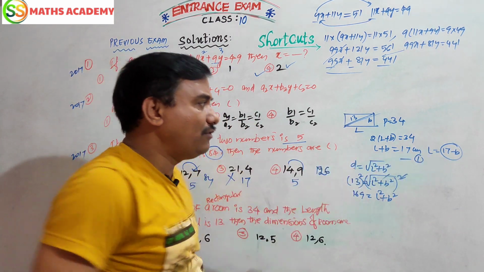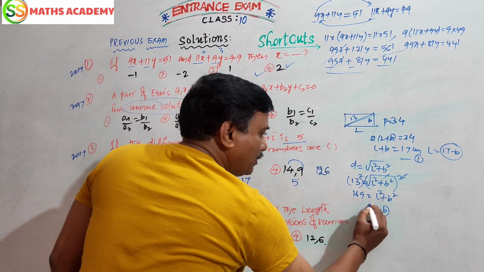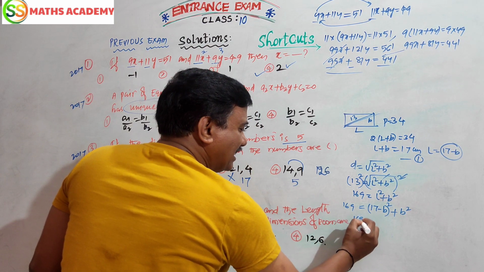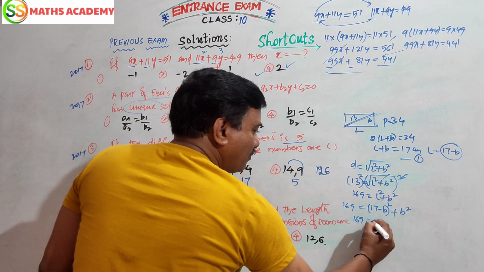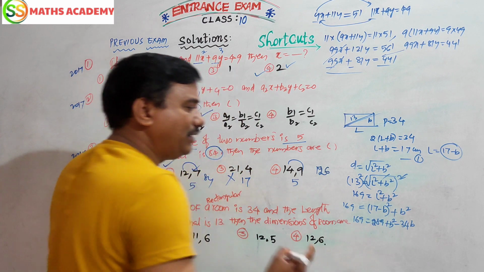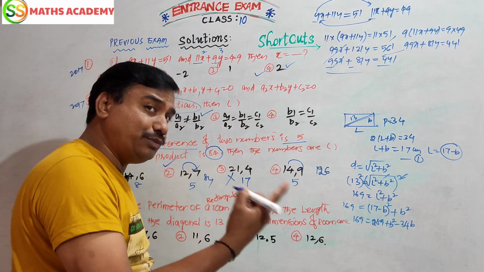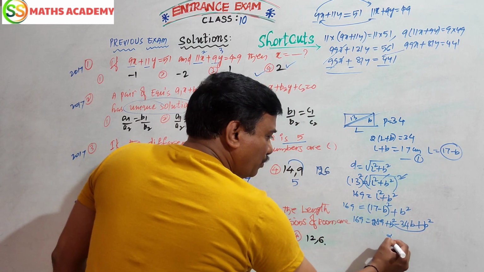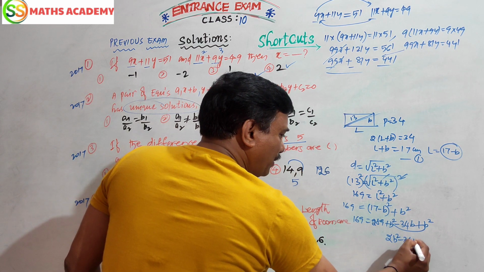Friends, here what is the L value? 17 minus B. (17 minus B) whole square plus B square is equals to 169. (a minus b) whole square: 17 square is 289, plus B square, minus 2ab, 2 into 17 into b, minus 34b, plus b square. b square plus b square, 2b square minus 34b.